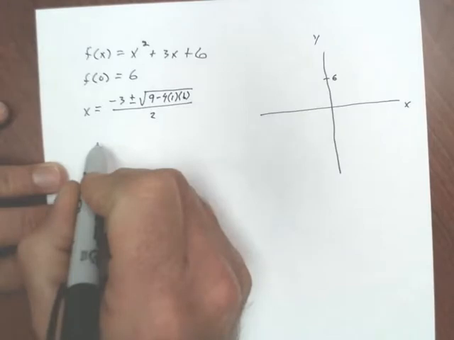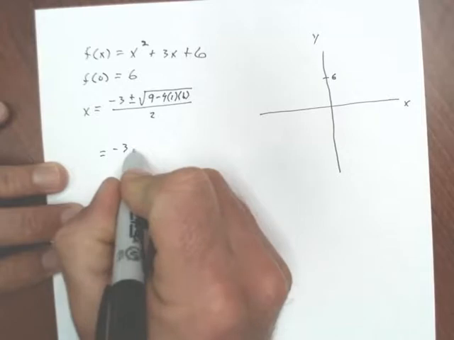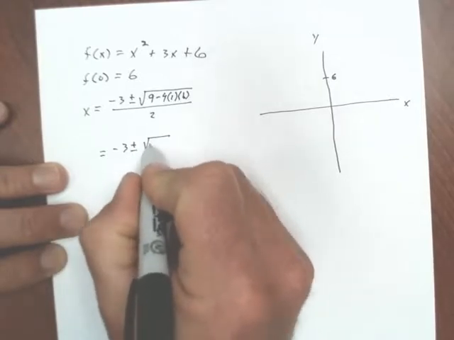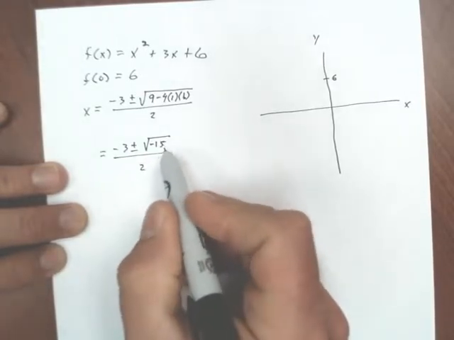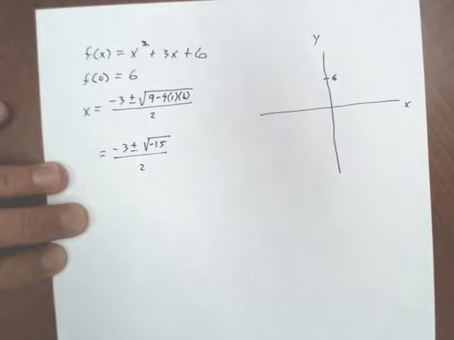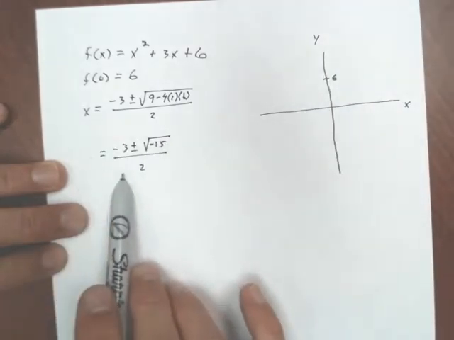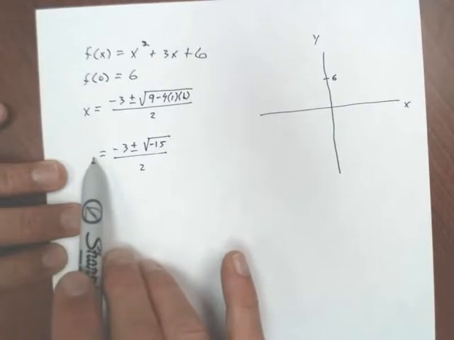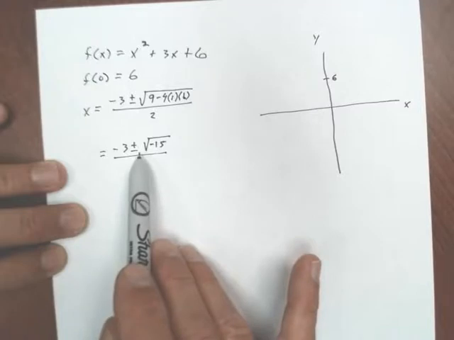Okay, now here's your problem. This simplifies to -3 plus or minus the square root of -15 divided by 2. So we have a negative under the radical, which is not very good because we can't generate an actual value for x. What does this mean with regard to graphing this function then? Well, it means we don't have any x-intercepts. If x is unsolvable at y equals 0, then we don't have any x-intercepts at y equals 0.